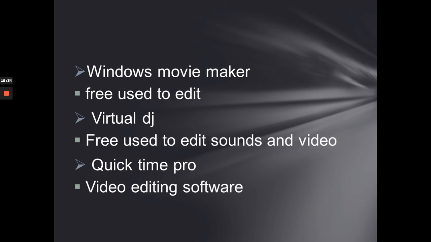Next is to edit. To edit is to prepare something for publication by correcting, revising, and proofreading. Also, to edit is a process of examining and correcting a text so that it will be suitable for publishing. For editing, Windows Movie Maker can be used, Virtual DJ is free to use to edit sounds and video, and QuickTime Pro is video editing software.